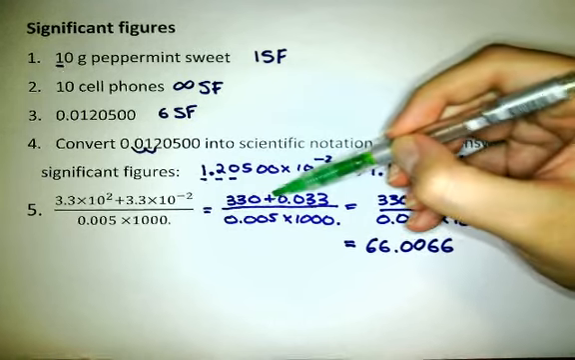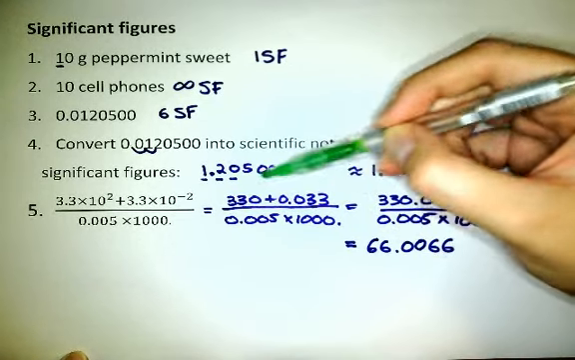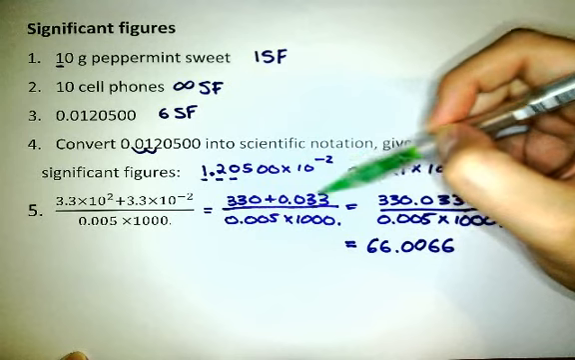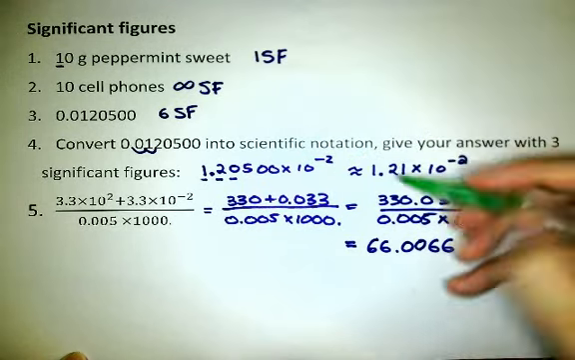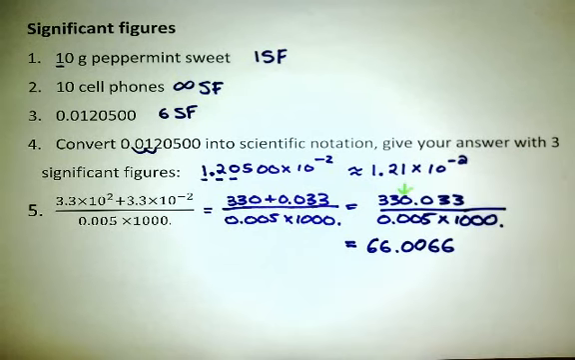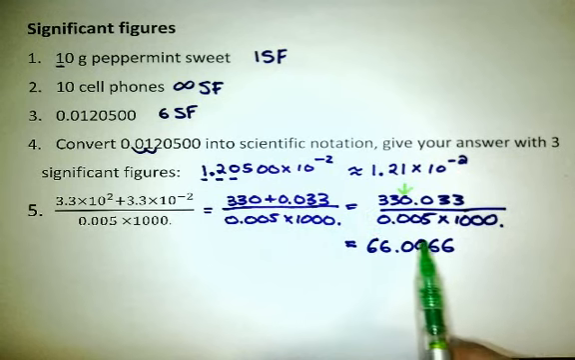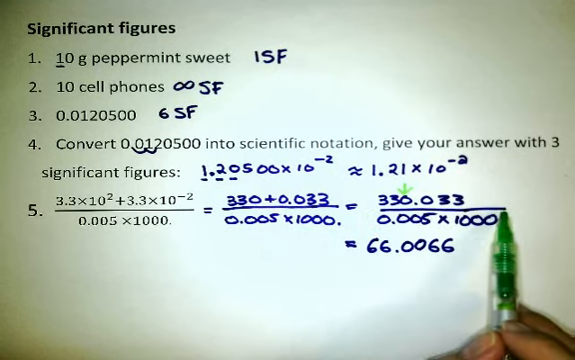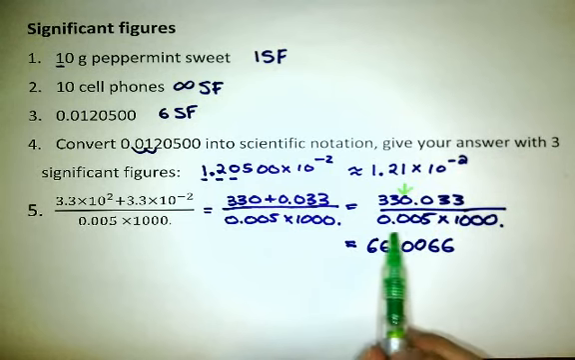Here we said, with the addition, we need to focus on the least decimals. The first term having no decimals, and the second term having 3 decimal places. So that means our answer should only really be valid to the first decimal place. So I'm just going to make a note of that. Now the overall operation is division and multiplication. That all hinges on significant figures.